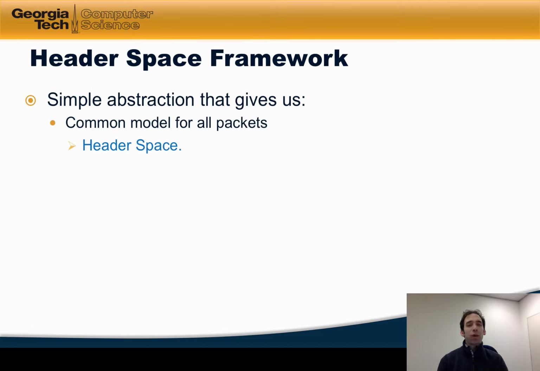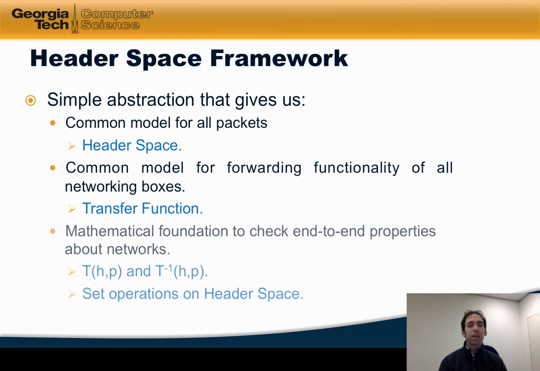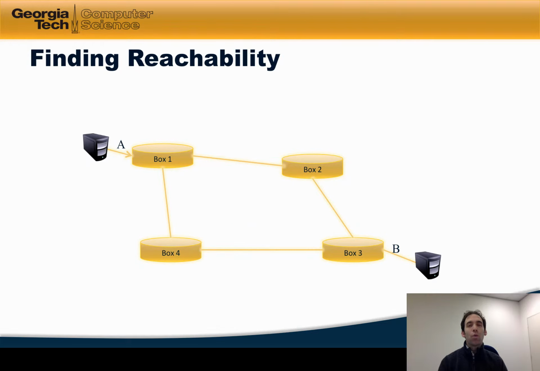So the header space framework is a simple abstraction that gives us a common model for all packets, and a common model for forwarding functionality for all networking boxes in the data plane, as well as a mathematical foundation that allows us to check the end-to-end properties about these networks. We can then apply this framework to answer specific questions, such as reachability.